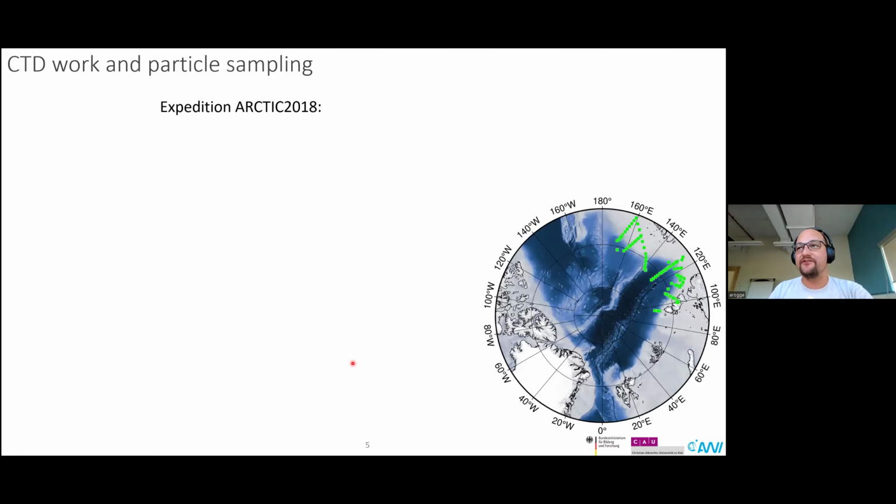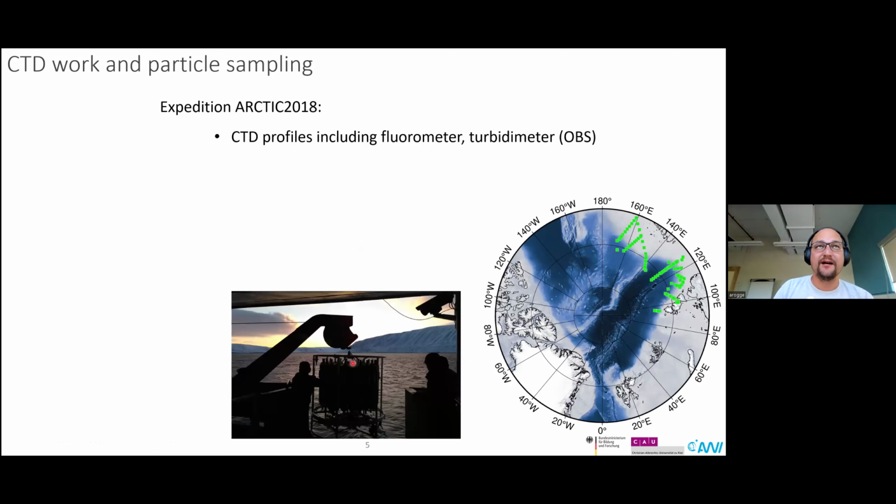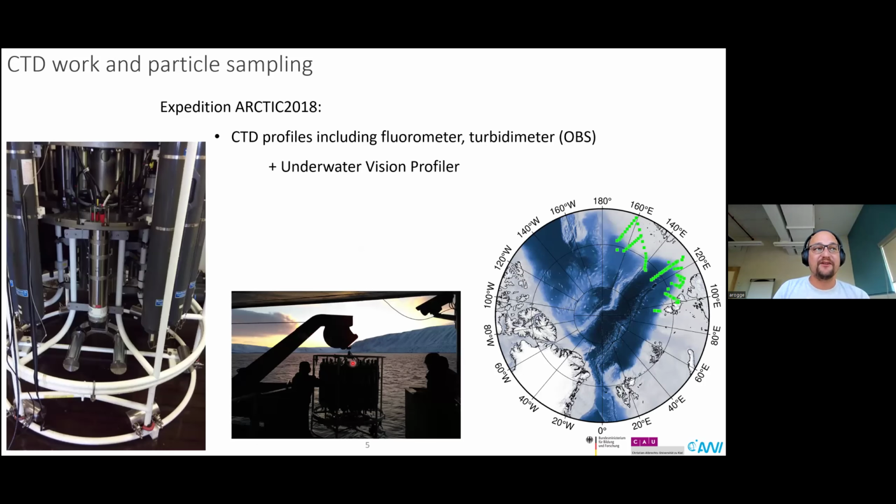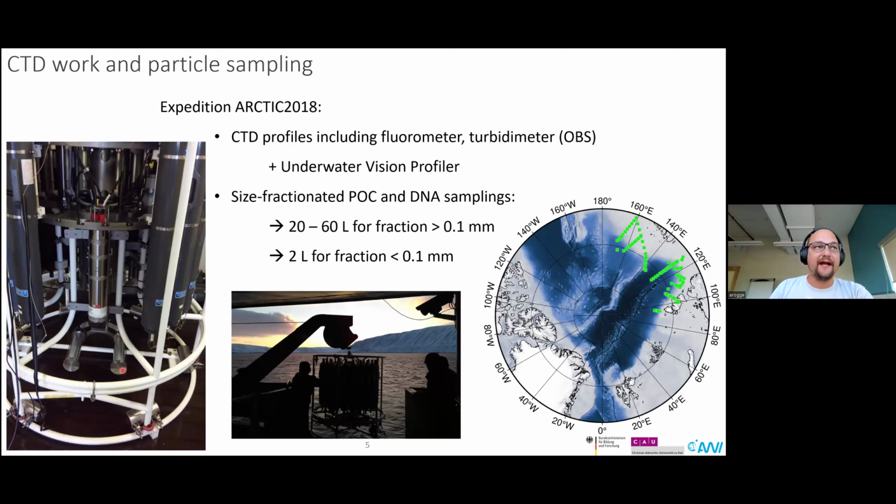And therefore, I joined a cruise in 2018 on board the Akademik Trofimov. We did a lot of CTD profiles, including fluorometer and turbidity. But also we had an underwater vision profiler mounted on the CTD, which is basically, so it's this device here, and it's basically a particle counter. So in that main cylinder here, you have a camera, and you have two light units, which light a certain defined volume of water. And it counts particles above the size boundary of 100 microns and takes images of each particle above the size of 1 millimeter.